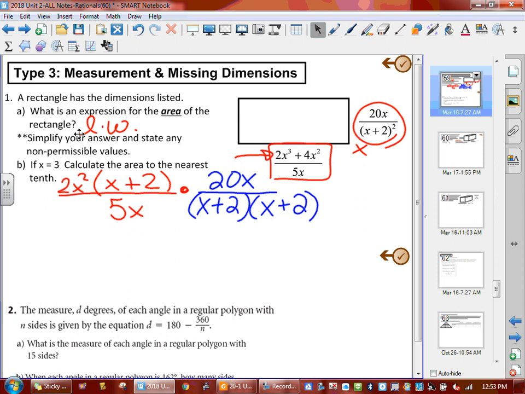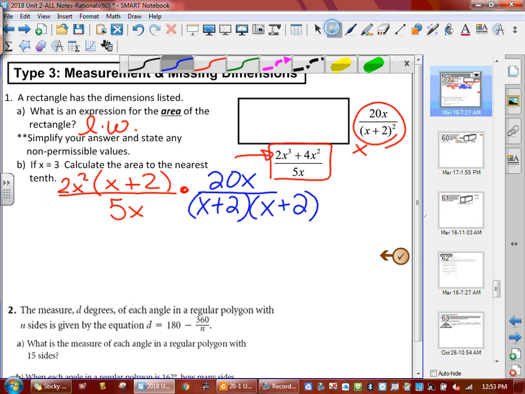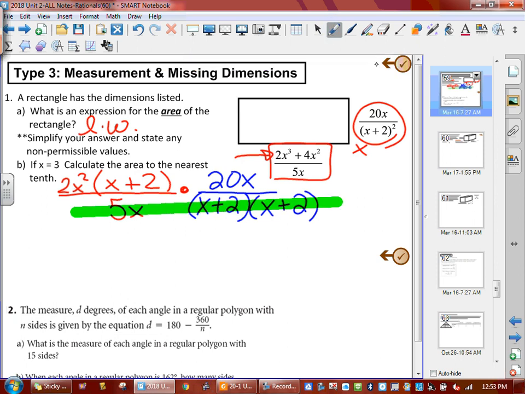All right, now we can only start canceling things after we've done our non-permissibles. This is only multiplying, and multiplying non-permissibles only come from the denominator. So on the bottom left, what can't be 0? What can't be x? 0. On the right, -2. I gave you the answer, of course. So x can't be 0 and -2.